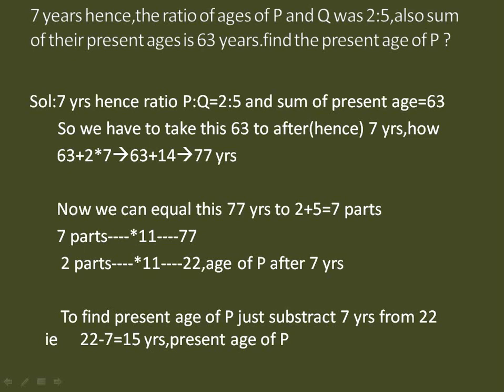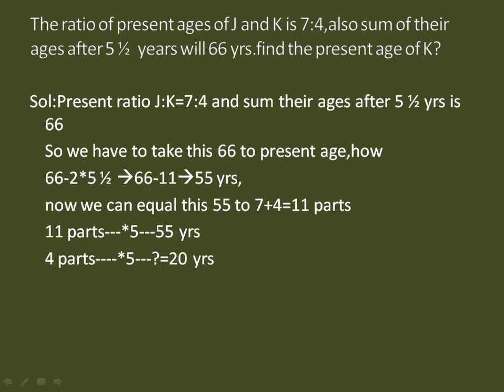Now for better understanding, we will move on to another problem. The ratio of present ages of J and K is 7:4. Also, the sum of their ages after 5.5 years will be 66 years. Find the present age of K.